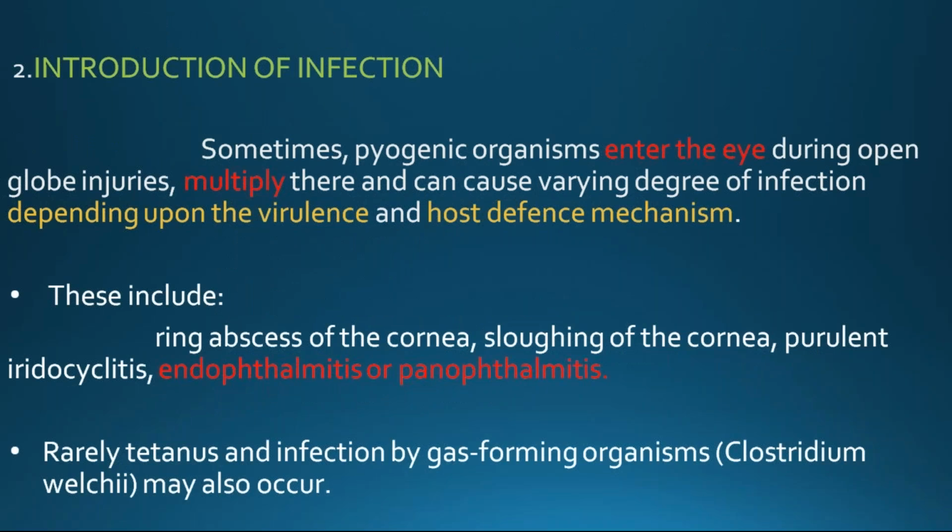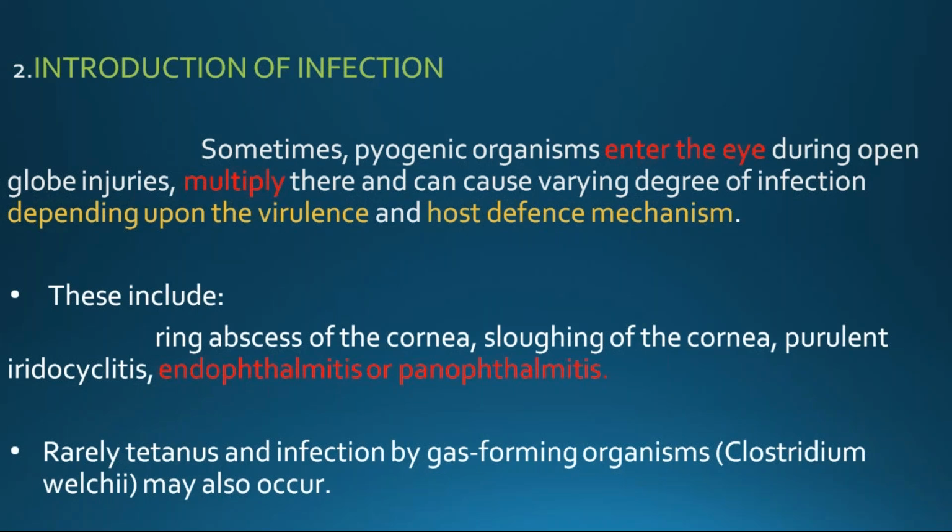Endophthalmitis is an important question. Which organism causes post-traumatic endophthalmitis? Bacillus cereus is the organism which most commonly causes post-traumatic endophthalmitis. It is an important essay question and entrance question for you. And the drug of choice for post-traumatic endophthalmitis is IV ciprofloxacin.